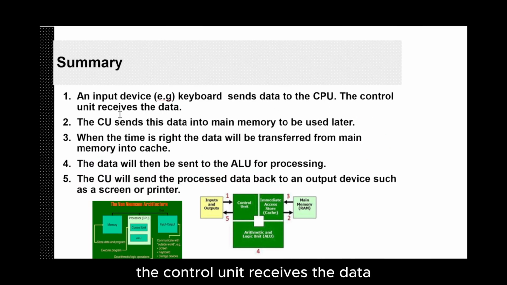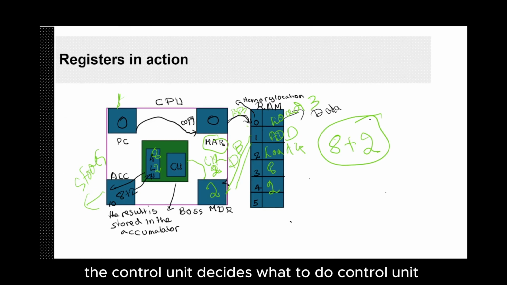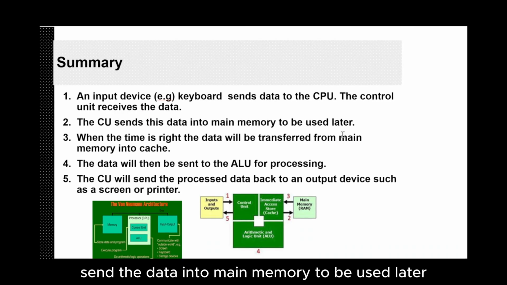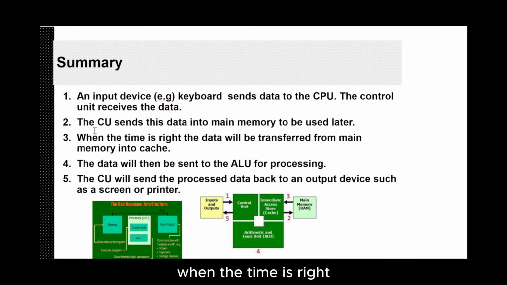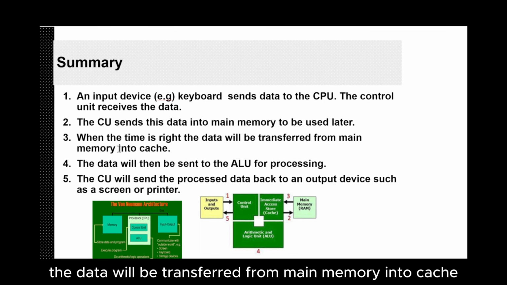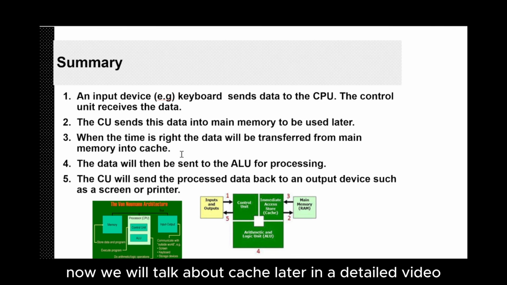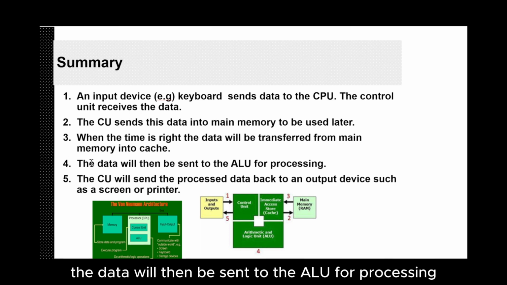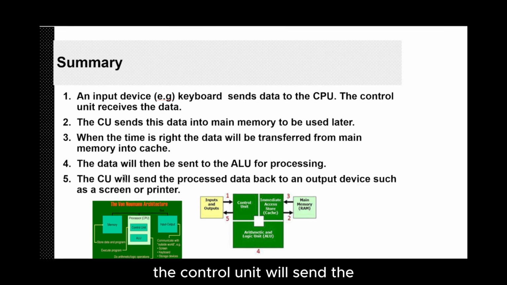The control unit receives the data. Here, the control unit decides what to do. The control unit sends the data into main memory to be used later. When the time is right, the data will be transferred from main memory into cache. We will talk about cache later in a detailed video where you will understand the role of cache. The data will then be sent to the ALU for processing. The control unit will send the processed data back to an output device such as a screen or printer.